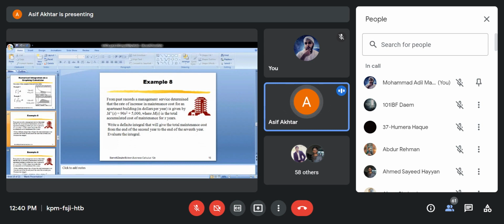I request all of you to please read this question for 2 minutes. Just 2 minutes of your time, read this question, and then if possible, note down the function which is given in this question.